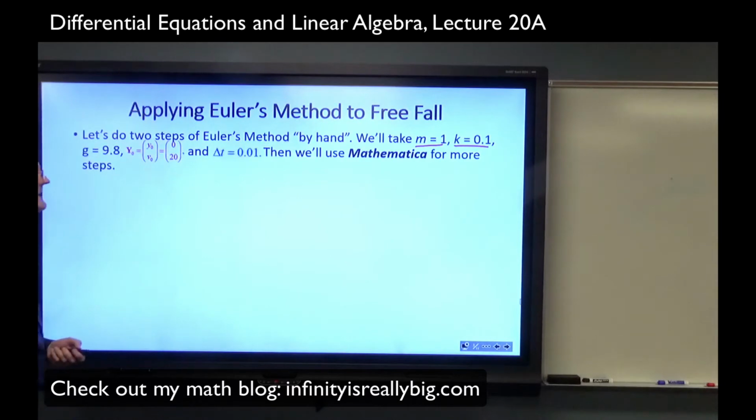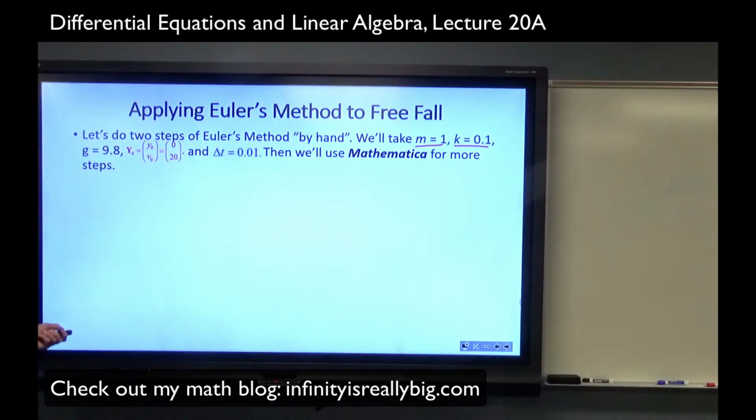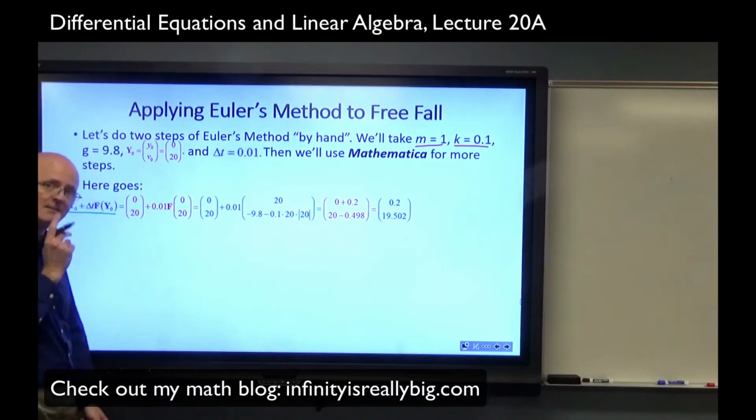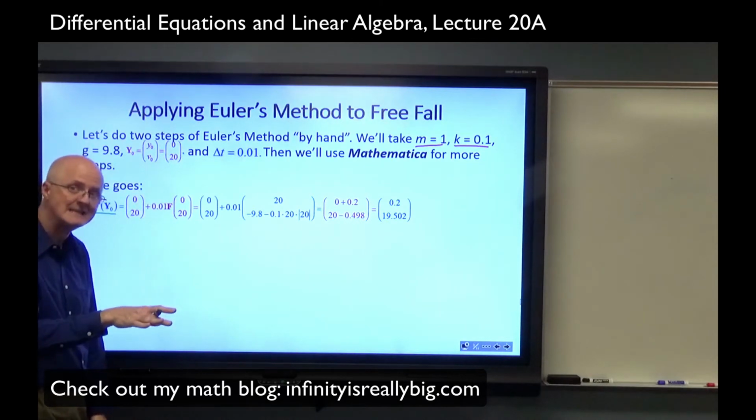Let's take delta t to be 0.01. That's the step size. We'll use Mathematica for more steps after the first 2 steps. So here goes. Here's the first 2 steps. You ready? All in one line. Did it all at once here. Here is our recursive equation for Euler's method in vector form. This is an autonomous differential equation. On the right-hand side, there were no t's.